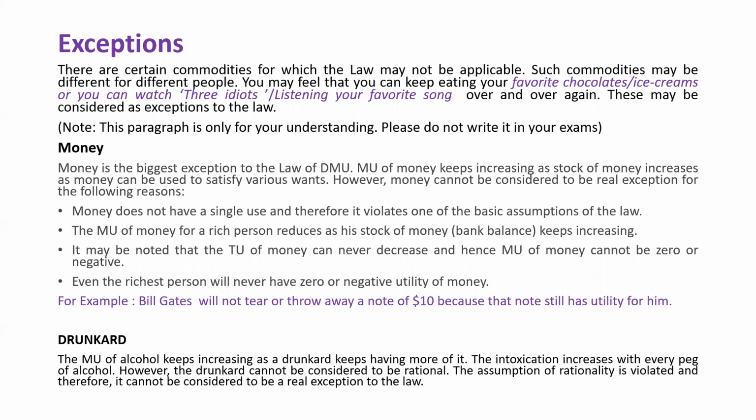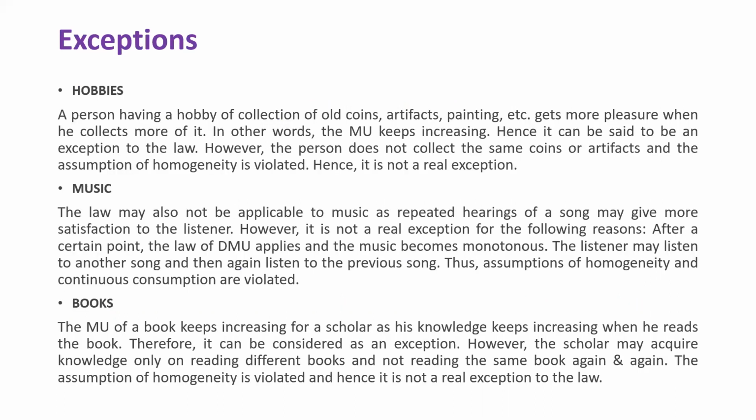The second is the drunkard. The MU of alcohol keeps increasing as the drunkard keeps having more of it. So in this condition, we can say that intoxication increases with every peg of alcohol. However, the drunkard cannot be considered to be rational. The assumption of rationality is violated, and therefore it cannot be considered to be a real exception of the law.